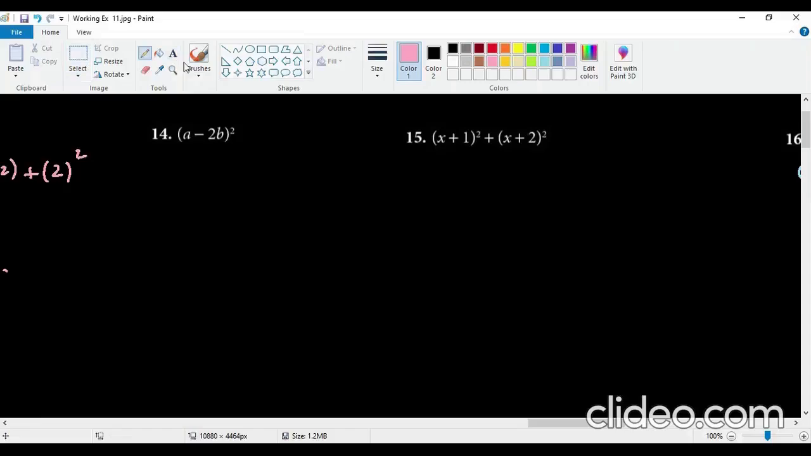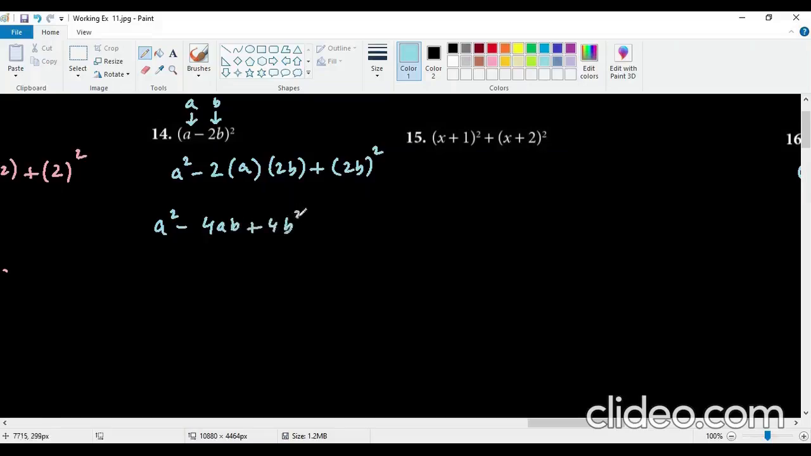Now this is going to give us a square minus 2 times a b. Consider this one as a and this one as b. So a square minus 2ab plus b square. So the final answer for this one is going to be minus 4ab plus 4b square as an answer.